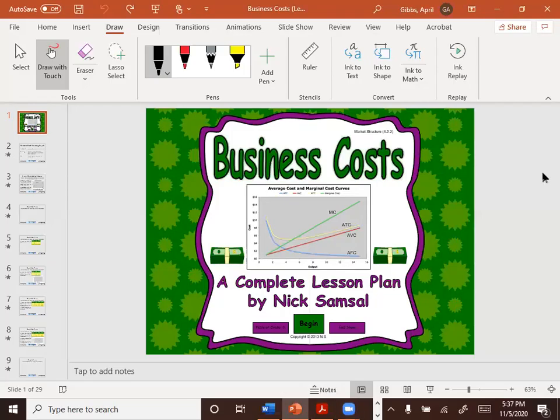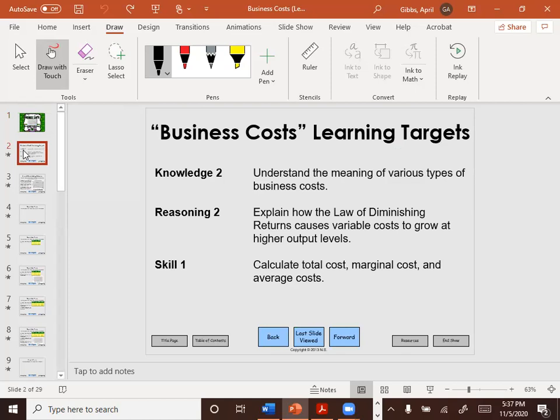All right, we're going to do business costs. So at the end of this, you're going to be able to understand the meaning of various types of business costs, explain how the law of diminishing returns causes variable costs to grow at higher output levels, and calculate the total cost, marginal cost, and average cost.